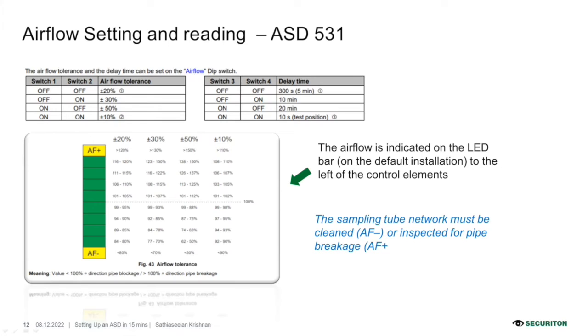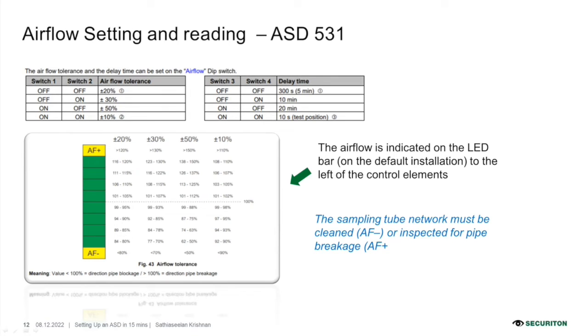After you commission the system, you also have to make sure the airflow is within the tolerance. As I mentioned earlier, the airflow tolerance will be shown in the ASD as an LED indication. And anytime you see anything above the 100%, the middle is actually the 100% of smoke that has been taken into the ASD.